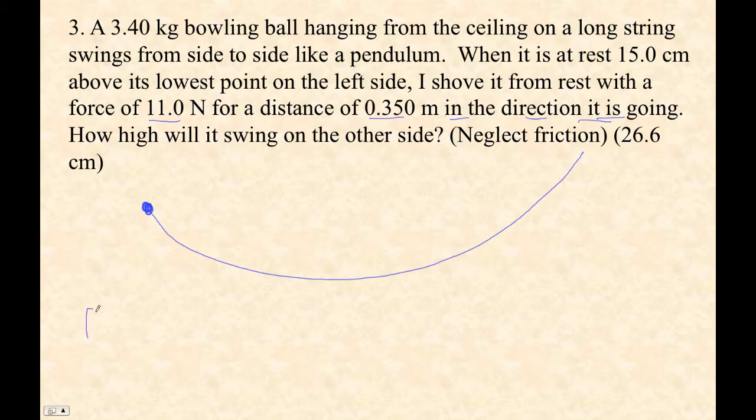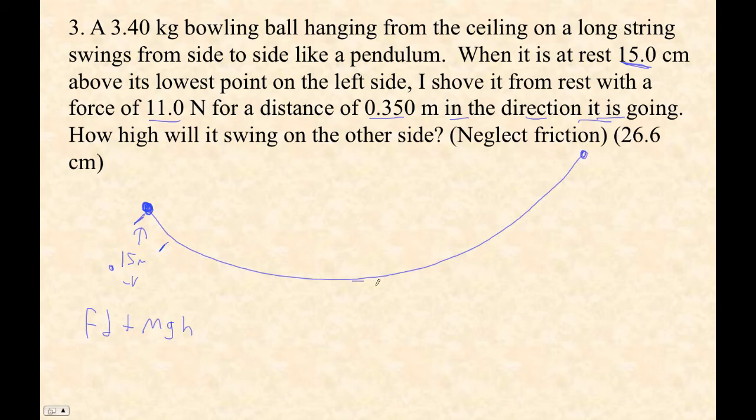So we definitely have a force times distance on the left side. We push on this guy for some distance like that, right? It's already up in the air, right? When it's at rest, it's 15 centimeters above the lowest point, so it's already 0.15 meters up in the air. So we definitely have MGH. Okay, so here it is. We've got a force times distance. We also have potential energy, right? And then the question is, how high will it swing on the other side?